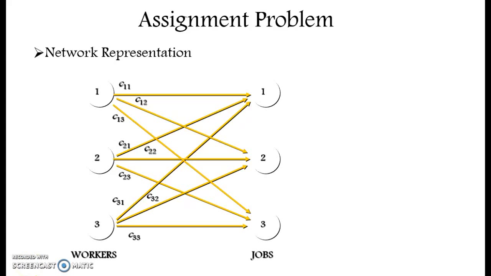Now we will see the network representation of the assignment problem. Here, the network diagram shows that worker 1's cost for job 1 is C11, for job 2 its cost is C12, and for job 3 its cost is C13. Likewise, the cost of every worker is given in the diagram for the different jobs 1, 2 and 3.